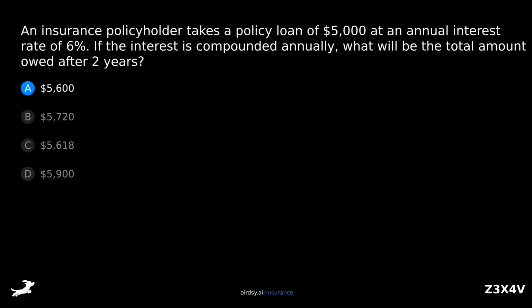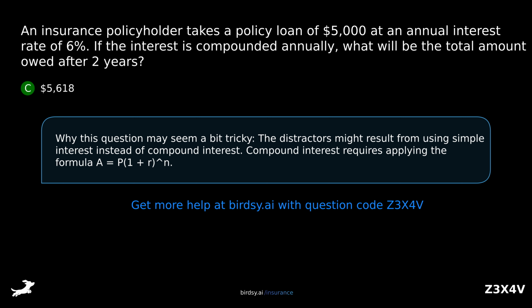Is it A, $5,600, B, $5,720, C, $5,618, or D, $5,900? The answer is C, $5,618. Why this question may seem a bit tricky. The distractors might result from using simple interest instead of compound interest. Compound interest requires applying the formula A equals P times (1 plus R) raised to the power of N.